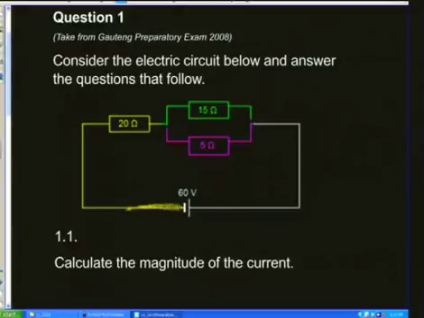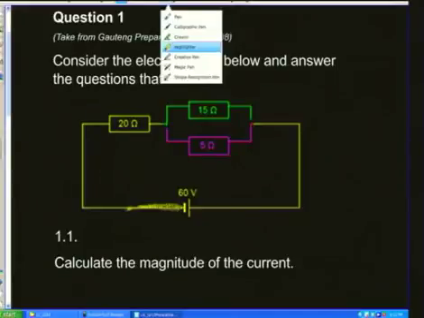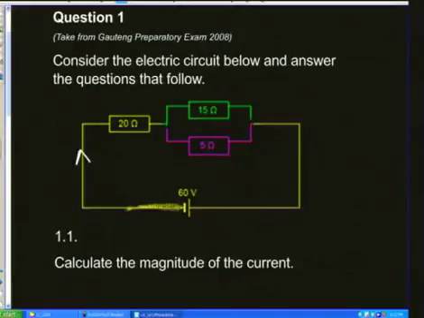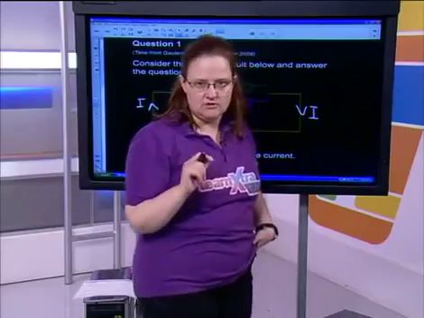And then I remember that, well, when they come back together, I've still got to have the total. It can't have disappeared, okay? Current can't have disappeared. So whatever current goes through here, it's the same current that's going through here, okay? And in fact, now the very first question they ask is for you to calculate the magnitude of that current.